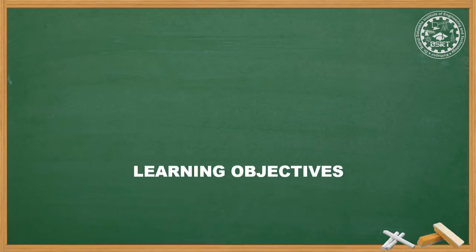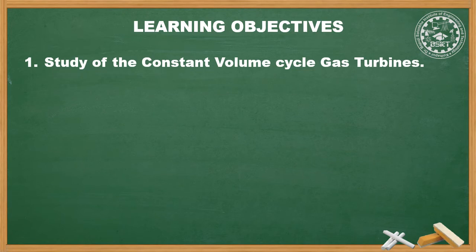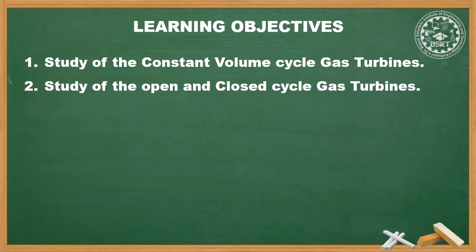The learning objectives for today's session are: number 1, study of constant volume cycle gas turbine. The different types of gas turbine will be studied in today's session, in which the first type is constant volume gas turbine. Second, study of open and closed cycle gas turbine. The study of open and closed cycle constant pressure gas turbine will be studied in today's session.